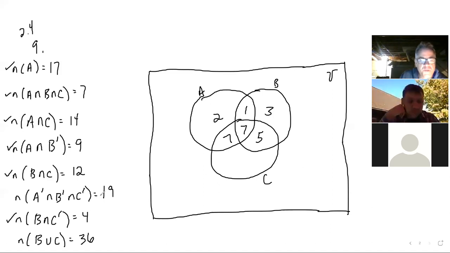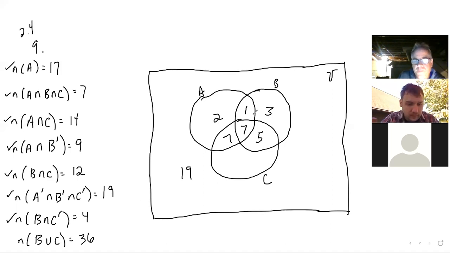All right. Now this one's the easy one. I could have done it at any time. This is A complement intersect B complement intersect C complement. That's outside of all 3. So that's 19 there. And then finally, I've got B union C.